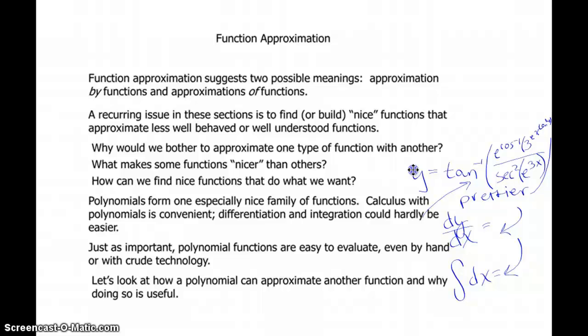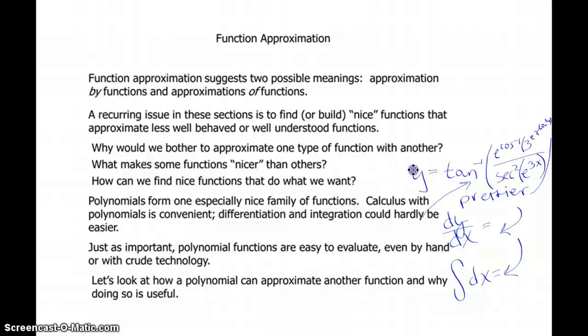Why would we bother to approximate? Well, that's what I said. We want to deal with a nicer function than an uglier function, something that's easy to differentiate, easy to integrate. And polynomials form one nice family of functions. Calculus with polynomials could not be easier. It's convenient. There are only two rules. There's the power rule for differentiation and the power rule for integration. Hardly easier. Just as important, polynomial functions are easy to evaluate, even by hand or with crude technology.